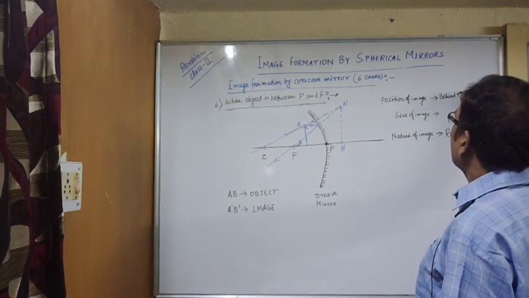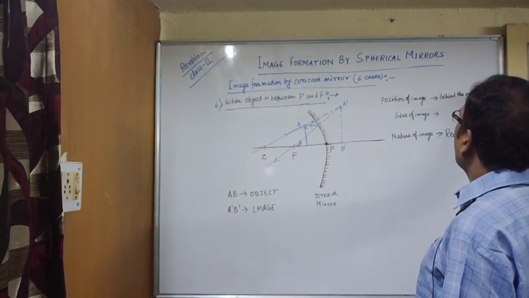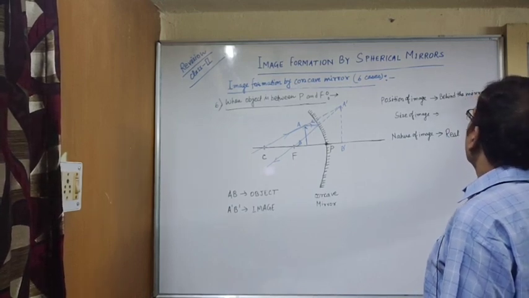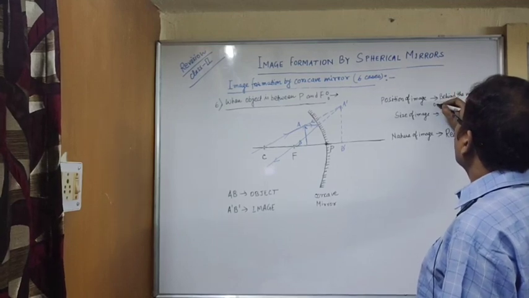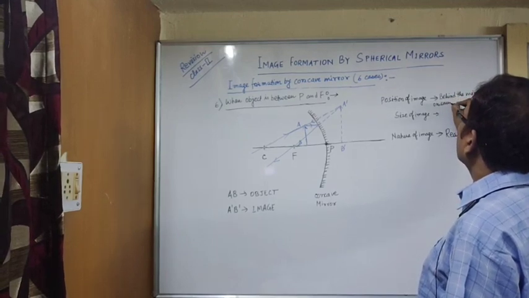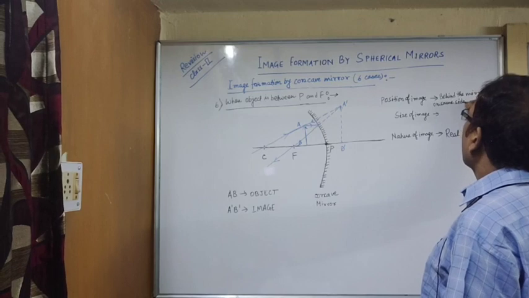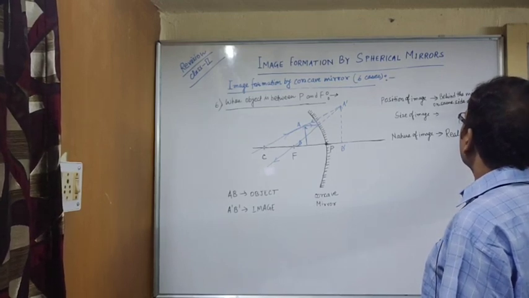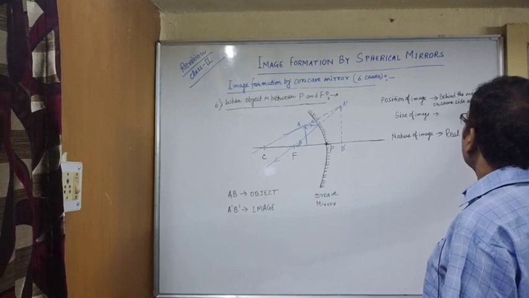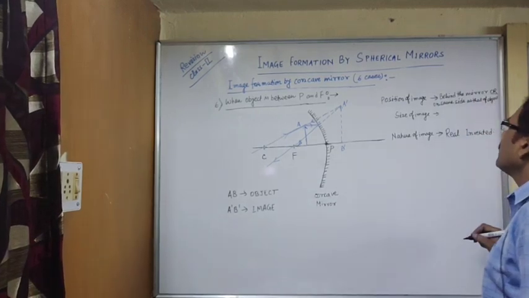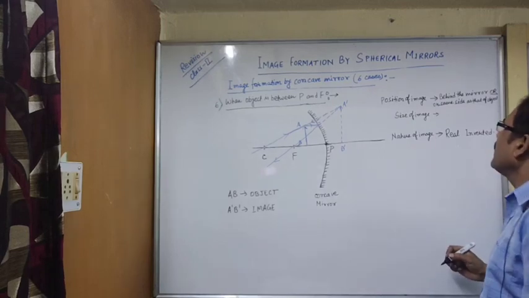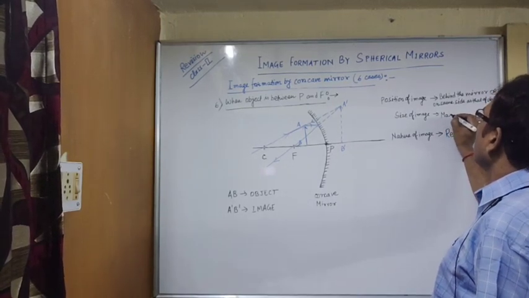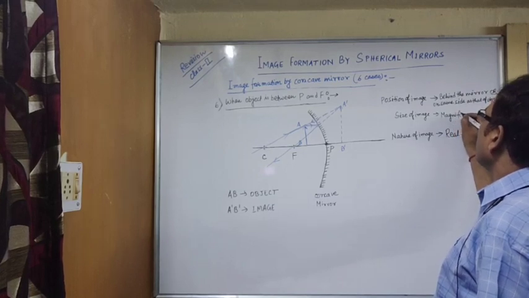So this time position of image is behind the mirror, or you can write, on the same side as that of object. It's up to you. Either write behind the mirror, or you can write on the same side as that of object, and size is magnified, the magnified image.